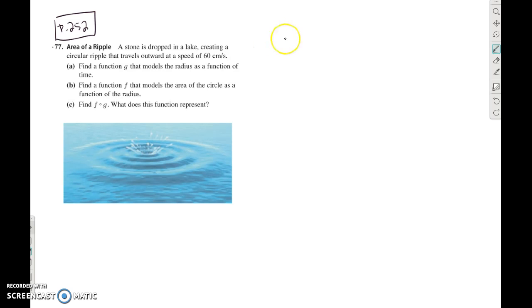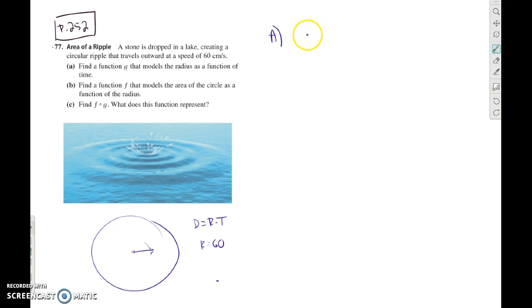So the radius basically starts here, and the radius is going to come out at a certain rate. It says the ripple travels outward, so that's the rate of the ripple. It travels outward at that speed. Distance equals rate times time. I guess that's a physics or math formula. So for part A, the rate is 60 centimeters per second. So time is going to be in seconds, I guess.